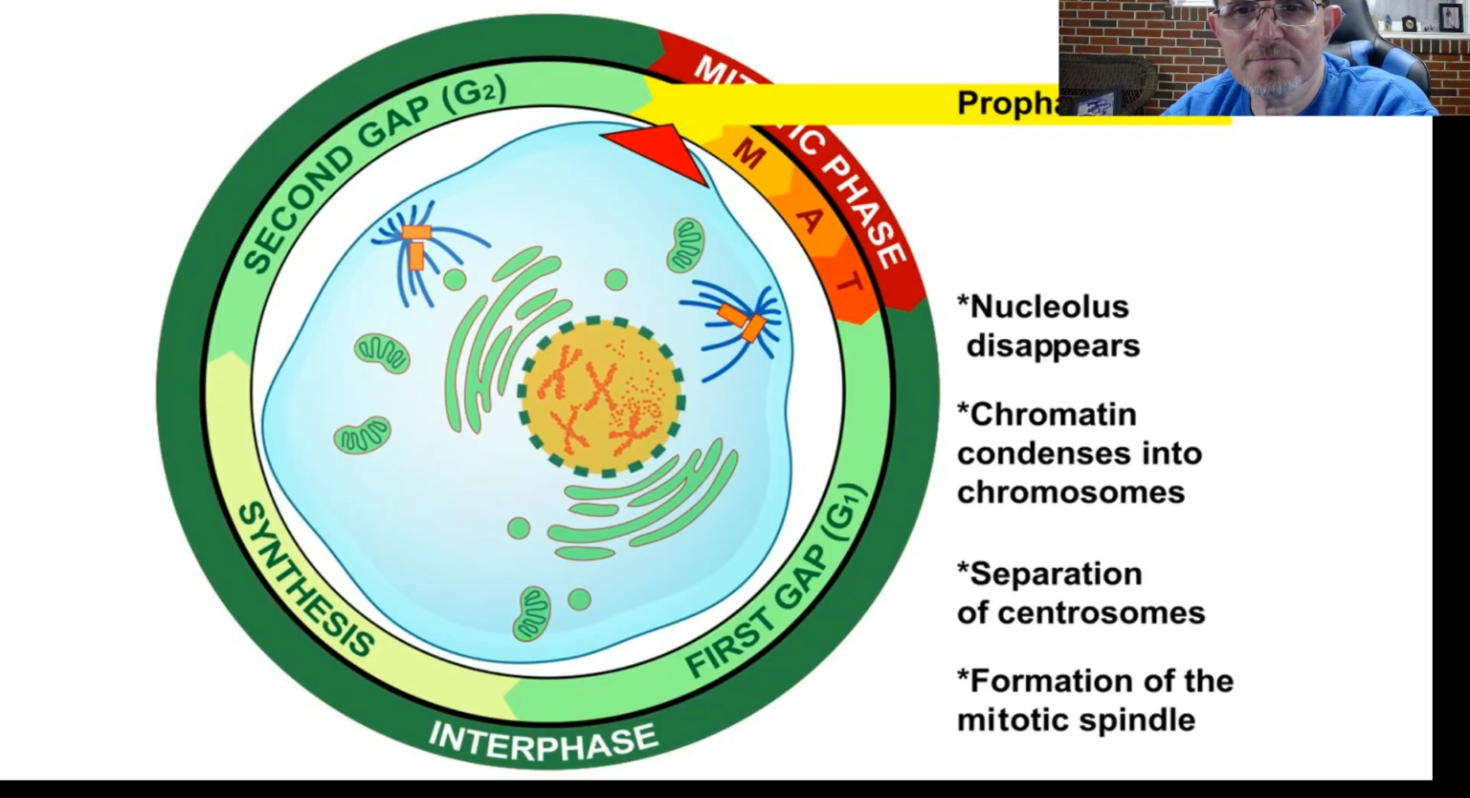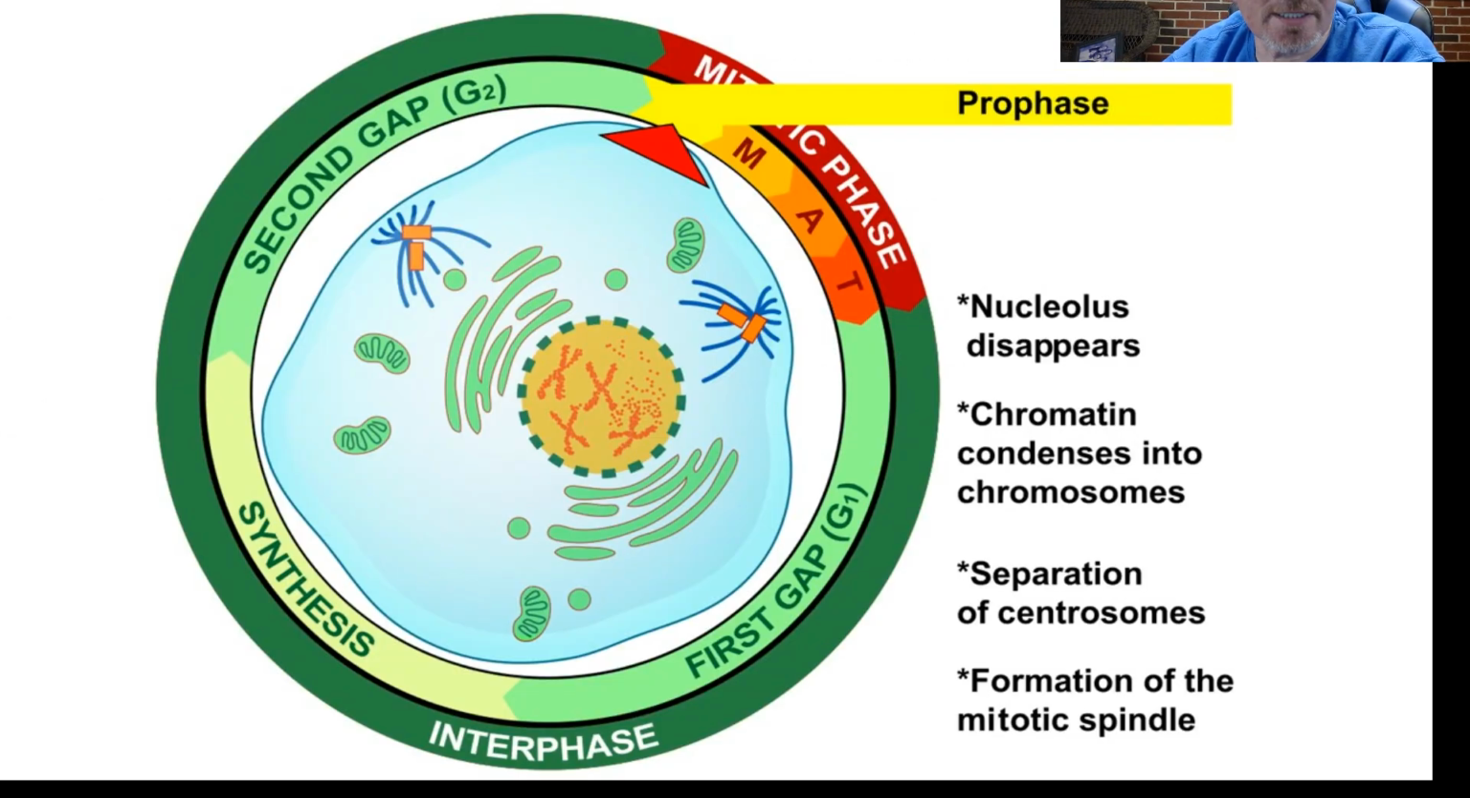See if we can see that. No, let me get out of the way again. So those are the asters right there. Those are the centrioles, and that is the mitotic spindle. You can see we've got the condensed chromosomes. We can also see that the nucleus is starting to go. The nucleolus is already gone.